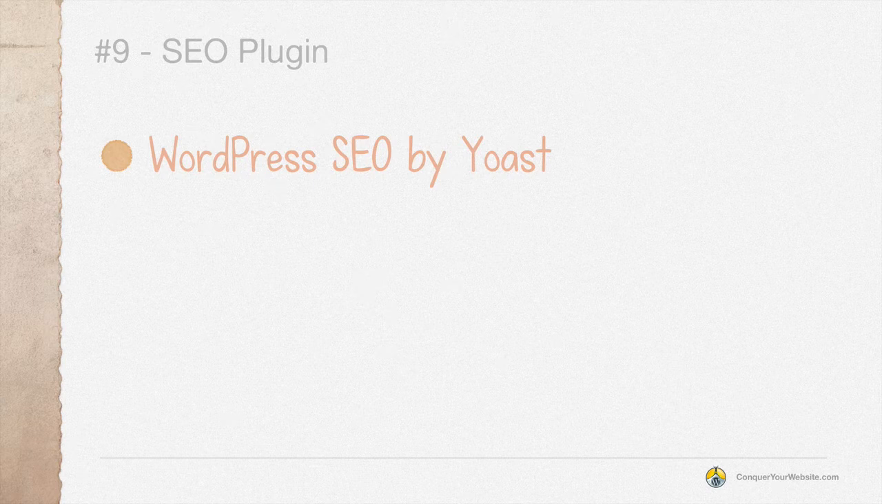There's another one out there called All-in-One SEO plugin, and both of these do pretty much the same thing. You can tailor each post or each page to rank for specific keywords, and it's really the game. I call it a game when it comes to ranking high in search engines with WordPress.